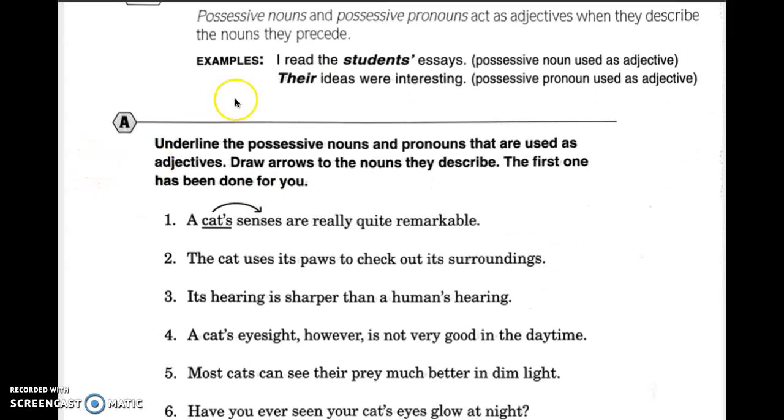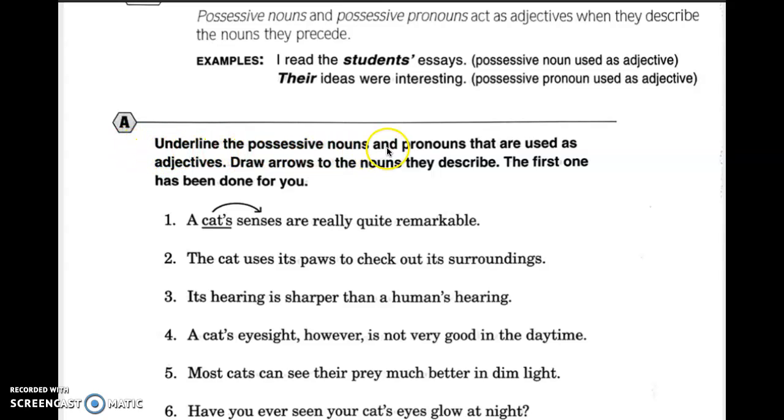So as you can see, this noun and this pronoun right here are being used as the adjective. They are being used as the adjective in the sentence because they are describing the noun that they precede. They're helping to define it more and describe it more. So they're being used as adjectives in these sentences. So let's move on to part A.